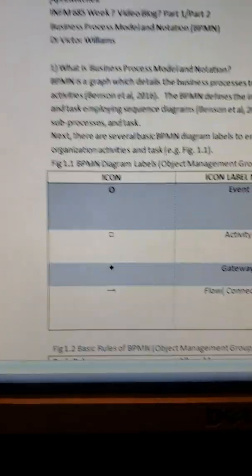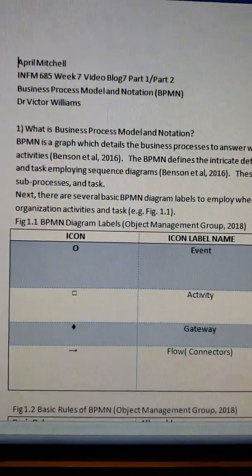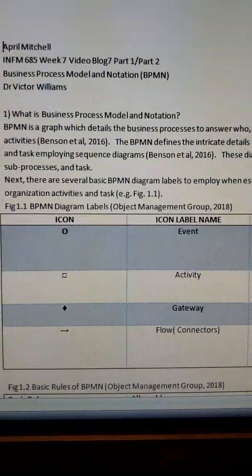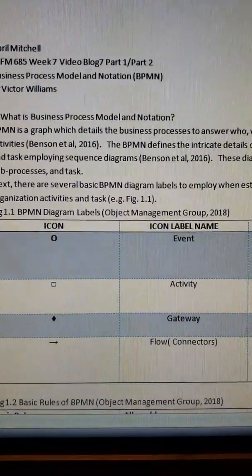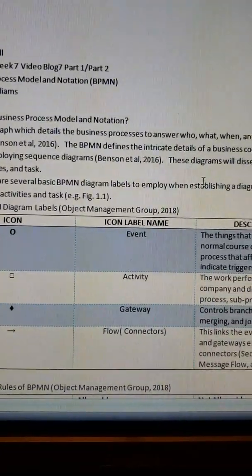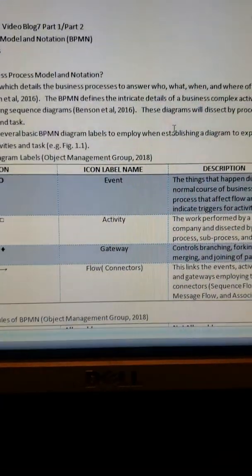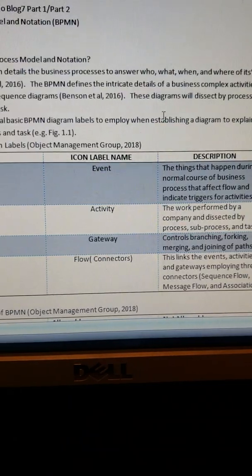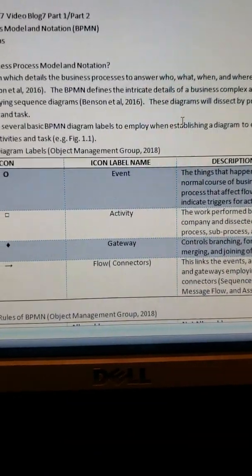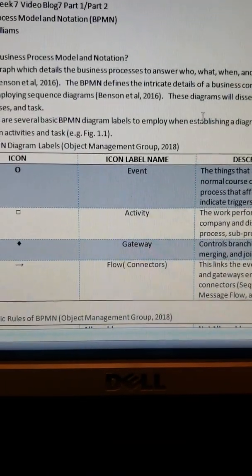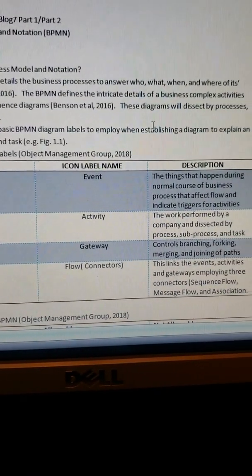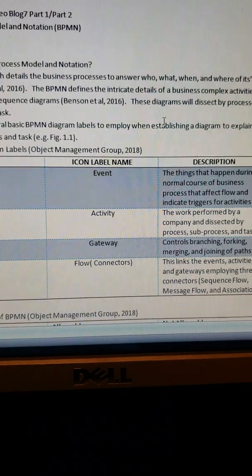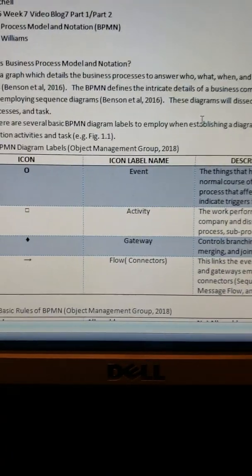Okay, this is the BPMN diagram labels, and they are, as you can see, the little circle is an event, and it describes the things that are happening during the normal course of a business day. The little square is an activity. It is the work performed by a company and dissected by processes, sub-processes, and tasks.